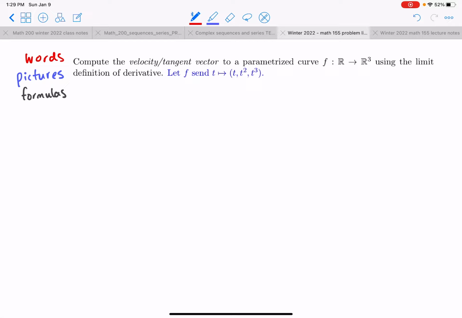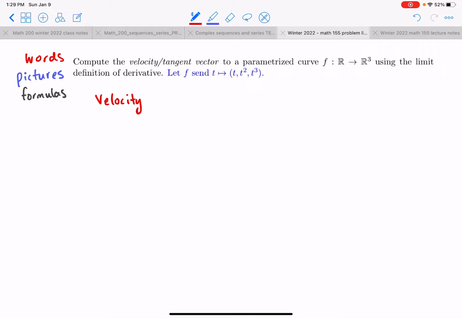Hi everybody. So this asks us to compute the velocity vector or the tangent vector. This means the same thing to a curve. And a curve is taking time and then moving around in space. And we're supposed to use the limit definition of derivative to do it. Okay. And what curve? Well, this specific curve. Okay. So I'll begin with some words.